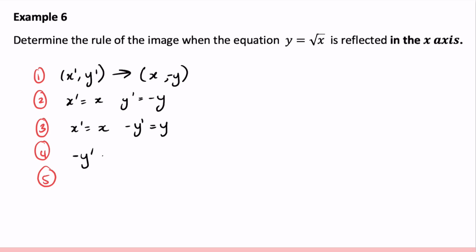So that will be negative y dash is equal to root x dash. And of course, convention wise, the y has to be by its own. So I would divide by negative, so we would get that. Hopefully you can recognize though that a reflection in the x-axis anyway is putting a negative out the front.